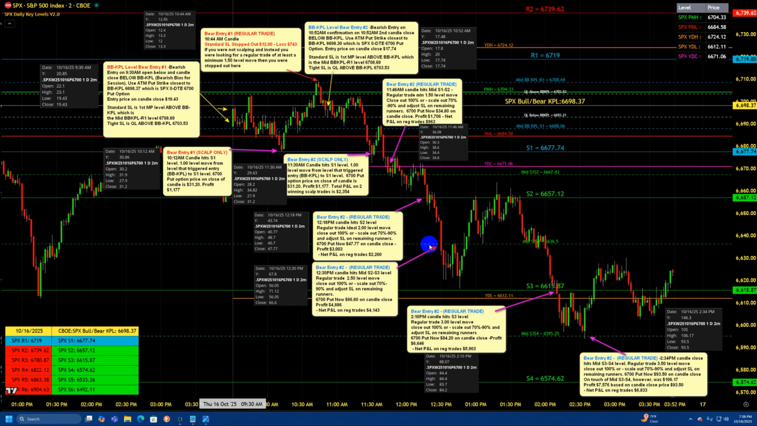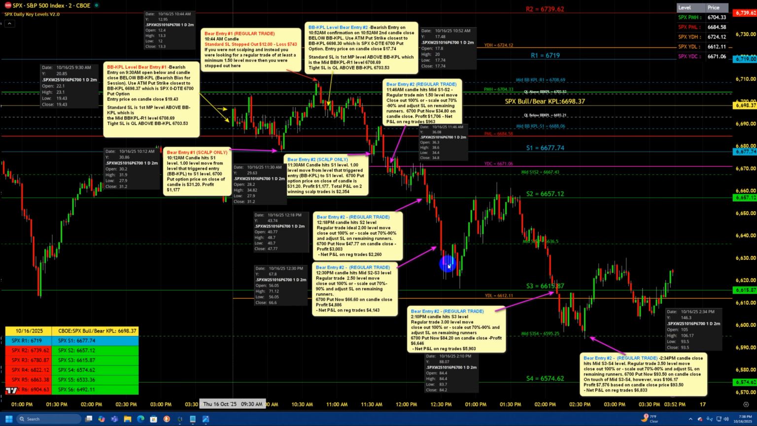Okay, so back to this point here, the 12:30 candle hits the mid S2, S3 level. This is a 2.5 level move, 1 level, 2 levels, 2.5 levels. The 6700 put is now $66.60 on this candle close. This candle also closed through and below this mid S2, S3 level. So with 66.60, now our profit is $4,886, and our net P&L on regular trades is now $4,143 after subtracting this loss here on the stop out.